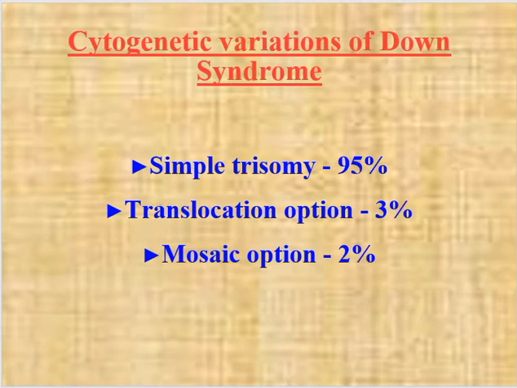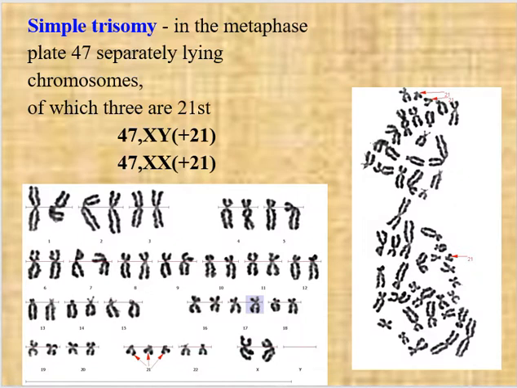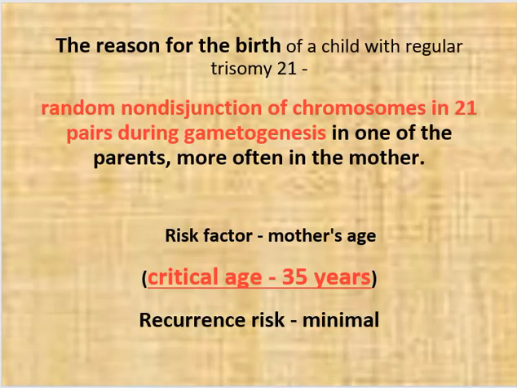Cytogenetic variations of Down syndrome. Simple trisomy, 95%. Translocation option, 3%. Mosaic option, 2%. Simple trisomy is a metaphase plate with 47 chromosomes, with separately lying chromosomes, of which the 21st. The reason for the birth of a child with regular trisomy 21 is random non-disjunction of chromosomes in the 21st pair during gametogenesis in one of the parents, more often in the mother. A risk factor is the mother's age.